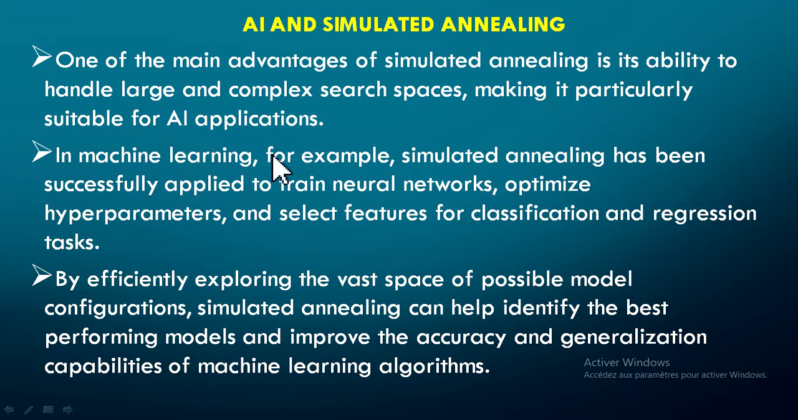In machine learning, for example, simulated annealing has been successfully applied to train neural networks, optimize hyperparameters, and select features for classification and regression tasks. By efficiently exploring the vast space of possible model configurations, simulated annealing can help identify the best performing models and improve the accuracy and generalization capabilities of machine learning algorithms.